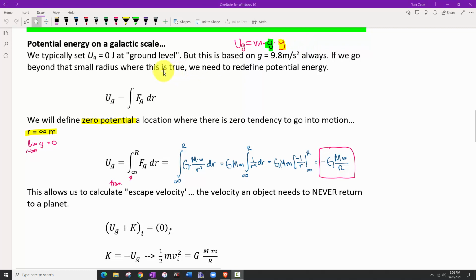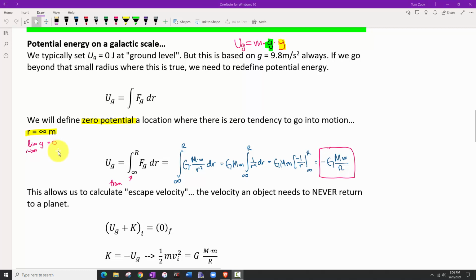However, that's not technically 0. That's just an arbitrary thing that we set. Where there's 0 potential is where there's supposed to be 0 tendency to want to go into motion. For us, that would be at an infinite distance from a planet. Now, this is just the gravitational potential energy from that one planet, not from all planets. So if we set r equal to infinity, g would be equal to 0 as a limit, which means there's no tendency to accelerate. So infinite distance from a planet is really where there's 0 potential energy.